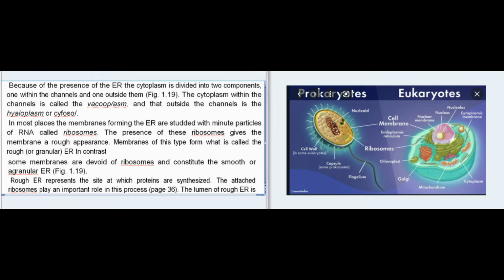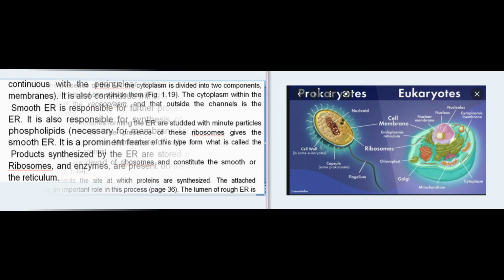In most places the membranes forming the ER are studded with minute particles of RNA called ribosomes. The presence of these ribosomes gives the membrane a rough appearance. Membranes of this type form what is called the rough, or granular, ER. In contrast, some membranes are devoid of ribosomes and constitute the smooth or agranular ER, Fig. 1.19. Rough ER represents the site at which proteins are synthesized. The attached ribosomes play an important role in this process, page 36.